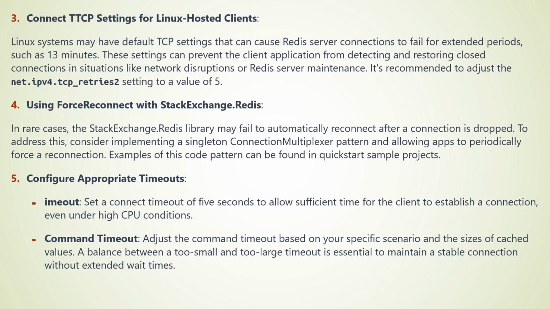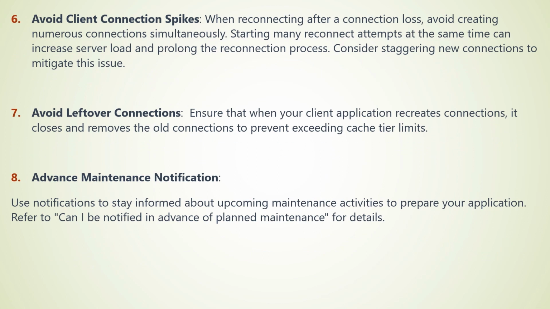Configure appropriate timeouts. Connect timeout: set a connect timeout of 5 seconds to allow sufficient time for the client to establish a connection, even under high CPU conditions. Command timeout: adjust the command timeout based on your specific scenario and the sizes of cached values. A balance between a too small and too large timeout is essential to maintain a stable connection without extended wait times.